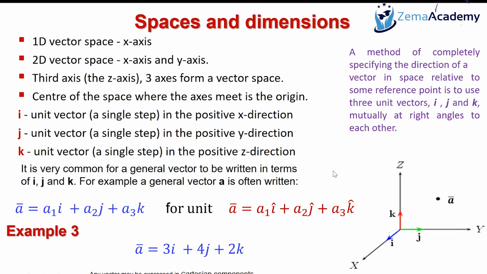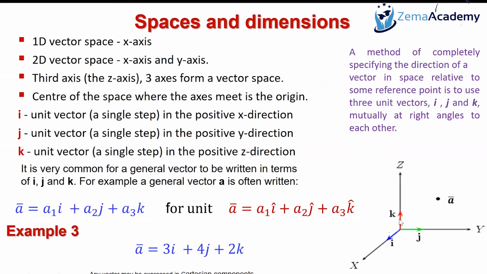Coming to the unit vector definition, which I said was a vector with a magnitude of 1. If you take a magnitude of 1, it is just a single step in any of the directions. So if the direction is X, then it is I. If that single step is towards Y, then it is J. And if that single step is in the Z direction, then it is K.